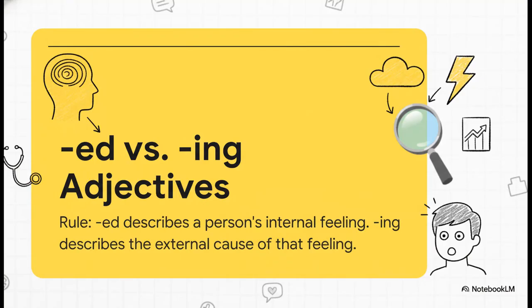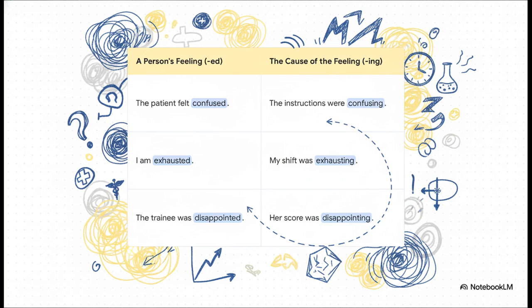And look at that, we're back to our opening puzzle. So here's the solution, and it's actually really simple. An adjective ending in ed describes a person's internal feeling. Think of it as what's inside of them. An adjective ending in ing describes the external thing that causes that feeling. This slide just makes it crystal clear, doesn't it? The patient feels confused. Why? Because the instructions were confusing. You feel exhausted. Why? Because your shift was exhausting.